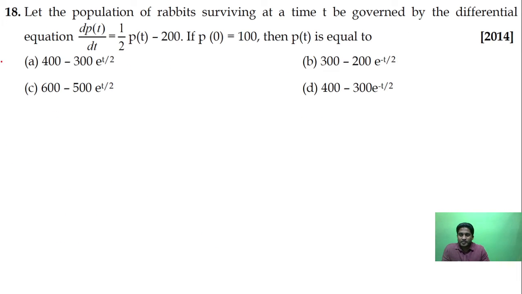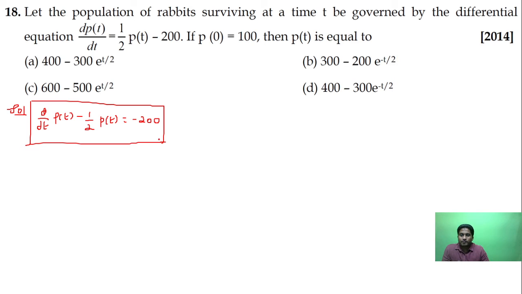Again, this is a linear differential equation. I can write this as d by dt of p of t, and shift the term on the left side. So this is equal to minus half of p of t is equal to minus 200. Okay, this is of the form dy by dx plus py equal to q.